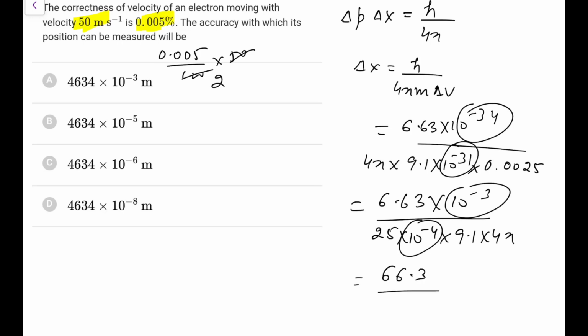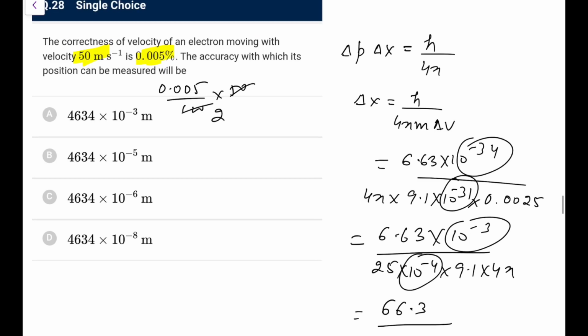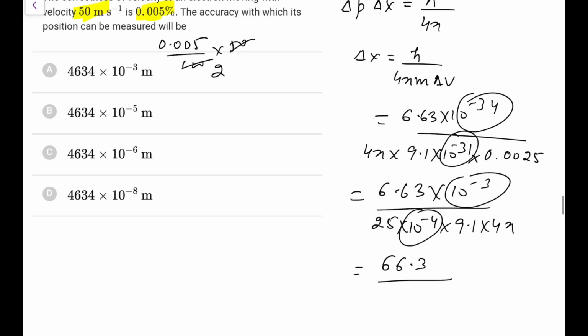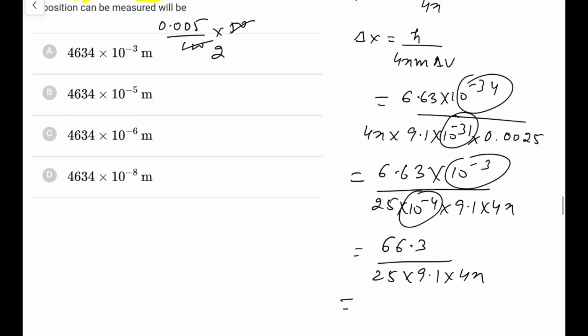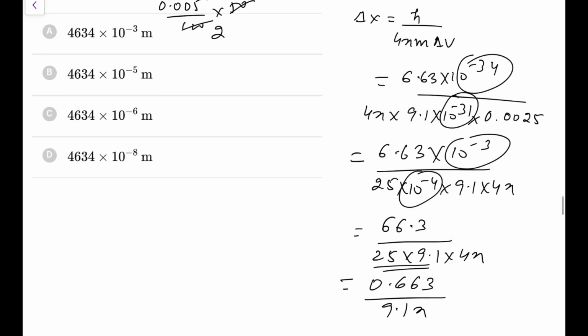So it is 66.3 if I am right. Let me check myself. Yes, it seems I am going right. Upon 25 into 9.1 into 4 pi, that is the uncertainty that you will witness in this particular case. So I don't think any of the options match, okay, let me check again. 25 into 9 is 225, it would be approximately into 4, so 25 into 4 you can write as 100, so it is 0.663 upon 9.1 pi, that is what you have.